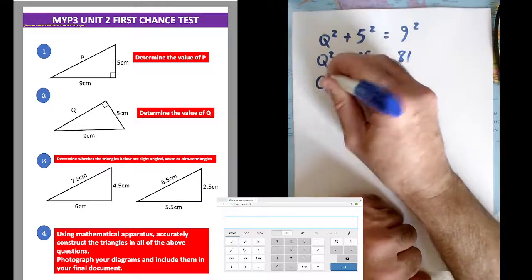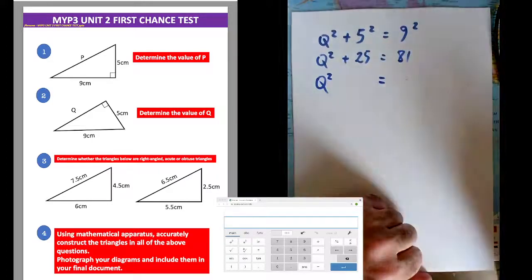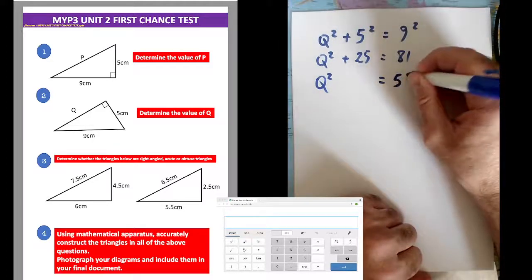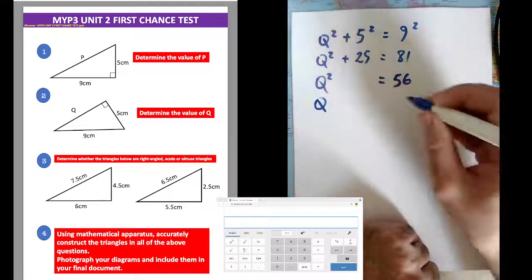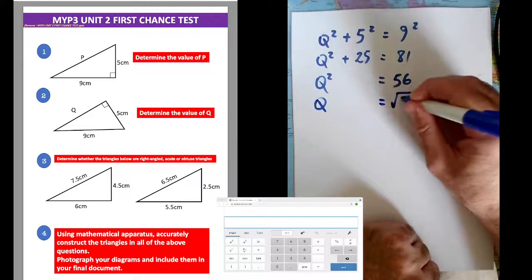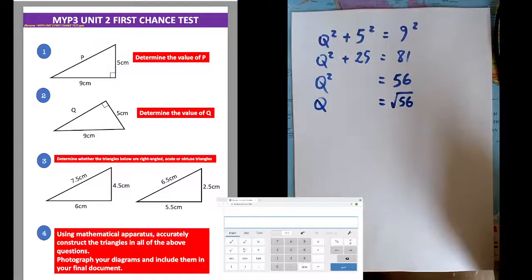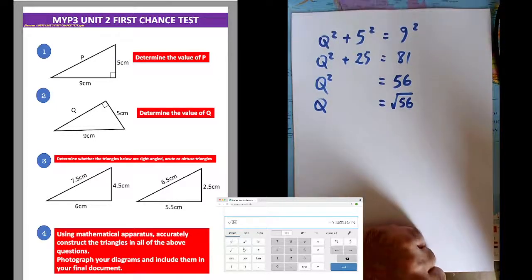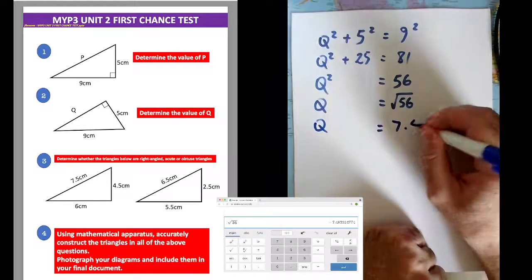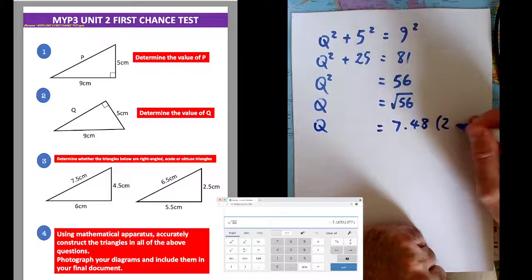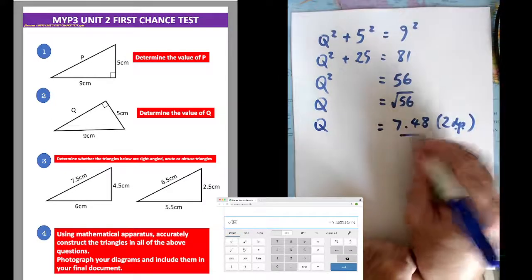I want to get the Q squared bit on its own, so I'm going to take away the 25 from both sides. So taking away 25 from both sides gives me Q squared equals 56. I want to know what Q is on its own, so Q is going to be the square root of 56. So I'll just punch that into Desmos. Square root of 56 equals 7.48. Let's give that on this occasion to 2 decimal places. 7.48 to 2 decimal places. Final answer.